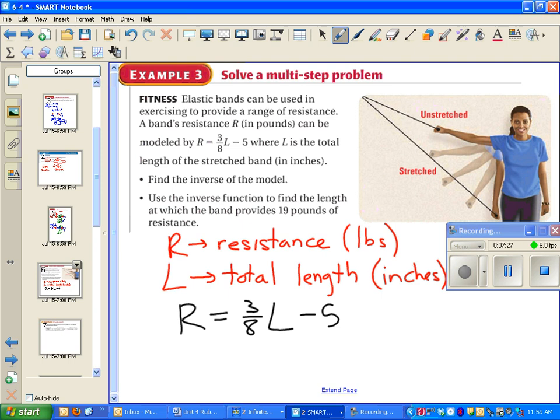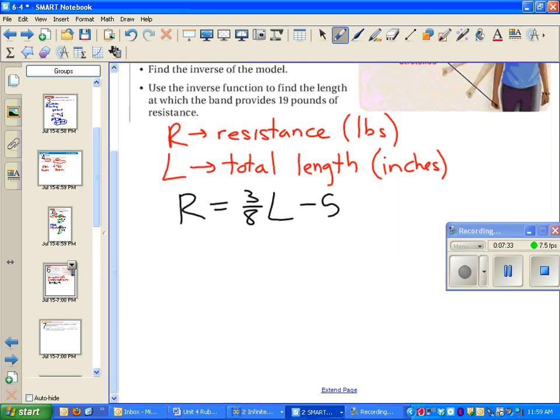One thing to note is you don't switch the variables for inverse models. So we're not going to switch L and R and solve for R again, because then it gets confusing about what we're solving for. So we're just going to get L by itself. We're going to add 5 to both sides. So we have R plus 5 is equal to 3/8 times L.